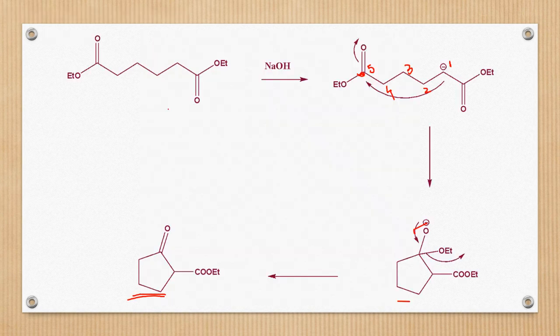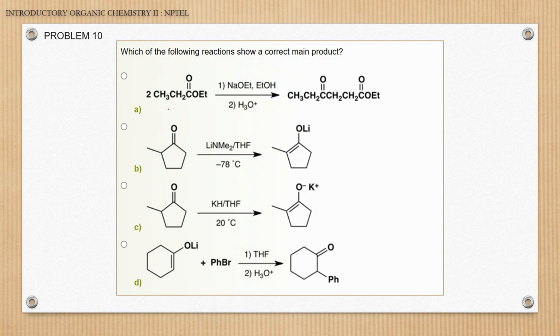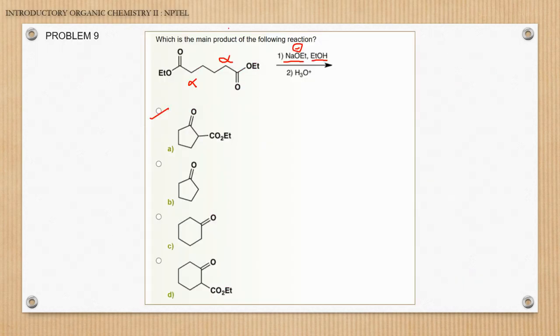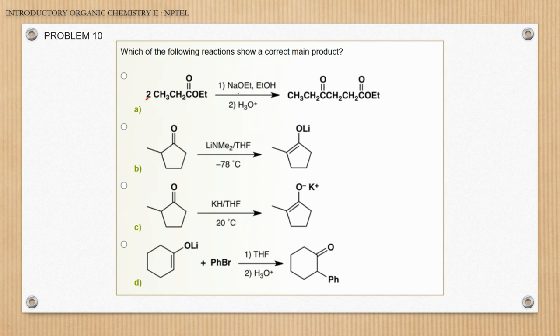Yes, ma'am. Okay, fine. So moving towards problem number 10. In problem number 10, they are asking which of the following reactions shows a correct main product. They are asking in these four reactions which is the correct product. So one by one we have to go through these reactions. In the first reaction, they have given you two molecules of this ester and they have again treated it in the same condition which we have seen in this case, with sodium ethoxide, ethanol, and again hydrolysis.